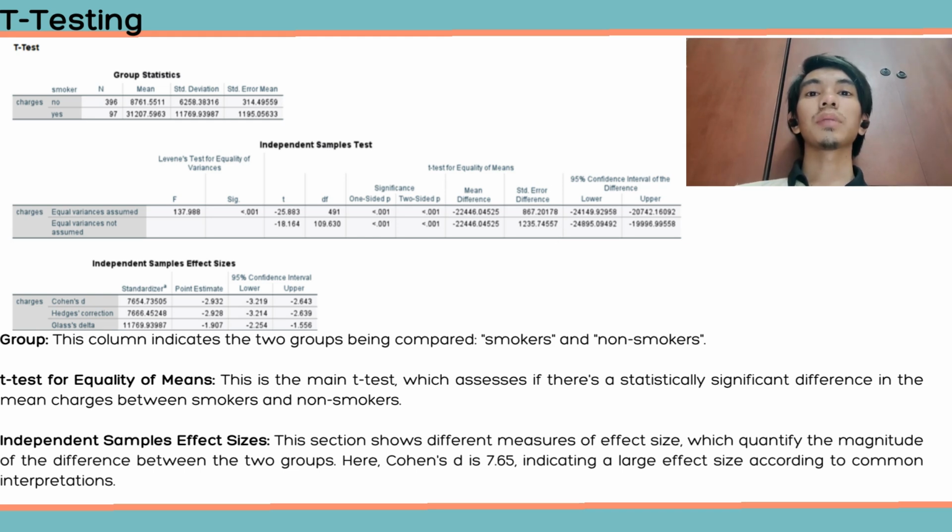And the independent sample test is for equality of means. This is the main t-test, which assesses if there is a statistically significant difference in the mean charges between smoker and non-smoker. And the independent sample effect size section shows different measures of effect size, which quantify the magnitude of the difference between the two groups. Here Cohen's d is 0.73505, indicating a large effect size according to common interpretation.